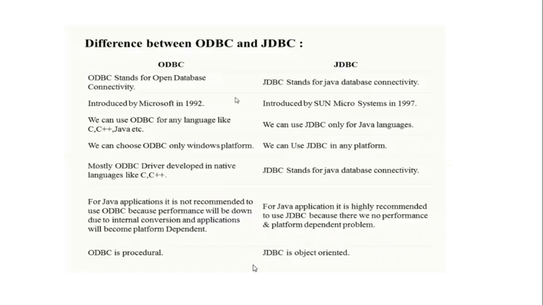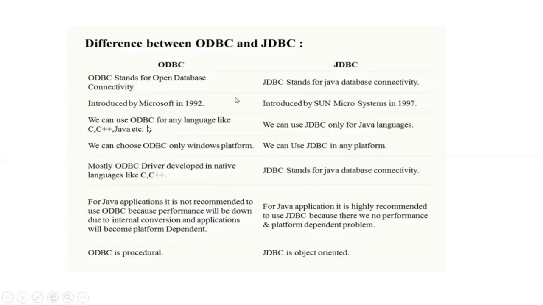Then we will see the difference between ODBC and JDBC. As we have studied earlier, ODBC stands for Open Database Connectivity, and JDBC stands for Java Database Connectivity. ODBC was introduced by Microsoft in 1992, whereas JDBC was introduced by Sun Microsystems in 1997. For multiple choice questions, there may be questions asked on these points of difference. So remember, Microsoft developed ODBC, Sun Microsystems developed JDBC.